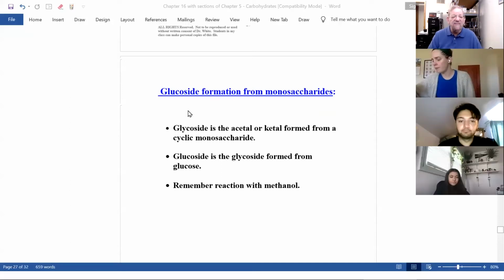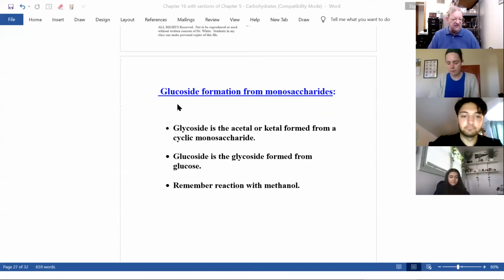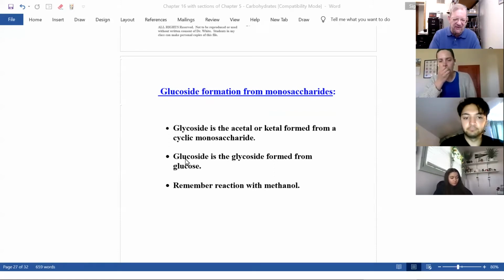All right, now the words on this slide, glucoside formation from monosaccharides, will never be asked on a test. Now, a glycoside is the acetal or ketal form from a monosaccharide. That's what we just made. And for glucose, and don't ask me why they have all these interesting names in sugar chemistry, because I'm not a sugar chemist, a glucoside is the glycoside formed from glucose. If you're confused, hang in there. This won't be on a test.